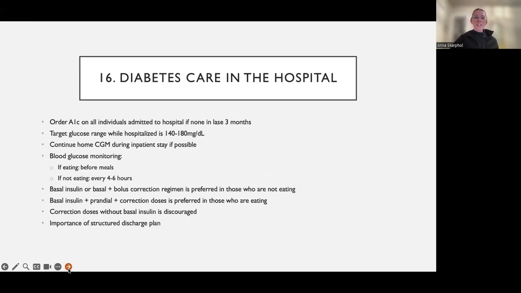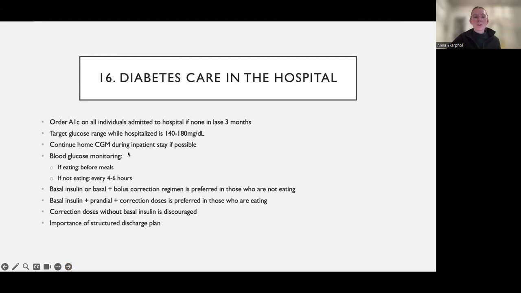And then section 16 of the guidelines talks all about diabetes care in the hospital. Something that I pulled out from this section was that if a patient hasn't had an A1C done in the last 3 months, that's a great time to do it, when they're in the hospital. You've got them there already, so just get an A1C done. Some providers are really good at doing that, and others aren't quite as good. And then just remembering that our target glucose range in the hospital is not the same as it is outpatient. We're looking at trying to keep them between 140 and 180 would be ideal.